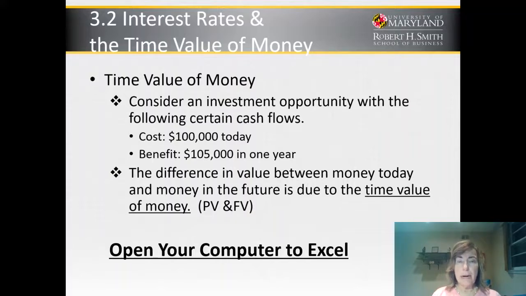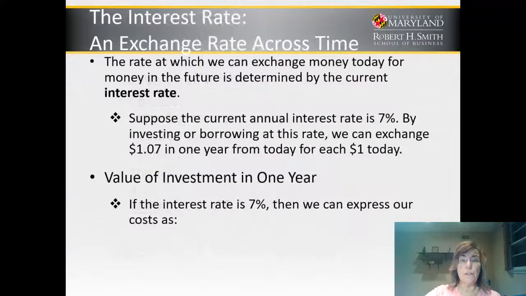So consider an investment opportunity with the following certain cash flows. $100,000 today is the cost. The benefit is $105,000 a year from today. So the difference in value between money today and money in the future is due to the time value of money. And we use PV for present value, FV for future value. So the rate at which we can exchange the money today for money in the future is determined by the current interest rate. Suppose the current interest rate, annual compounding, make it simple, is 7%. By investing or borrowing at this rate, we can exchange $1.07 in 1 year for $1 today.